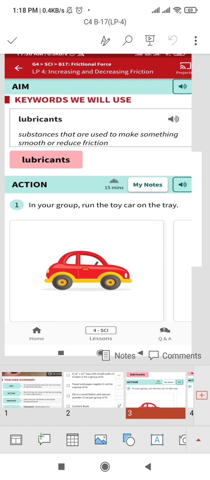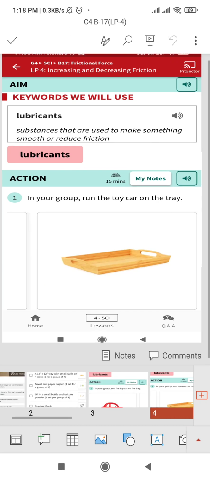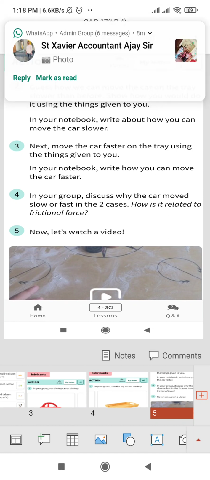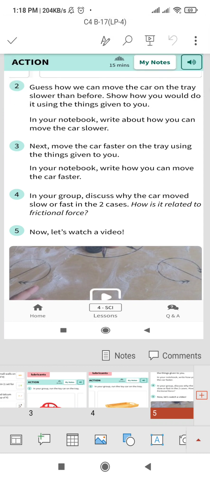Okay, let's do the action. Run a toy car on a tray. Now think in your mind what you can do to make the car fast and what things you require to make a car slow on a tray.